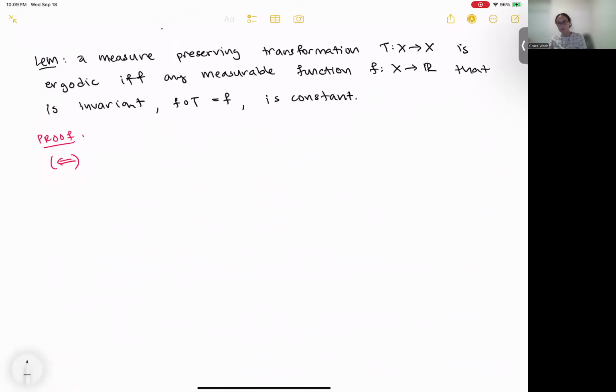which means we have any measurable function we want. If it's invariant, then it is constant. We'll want to show that if we have an invariant set, then that invariant set is going to have measure 0 or 1. So let A be an invariant set. And the measurable function we're going to consider is its characteristic function.